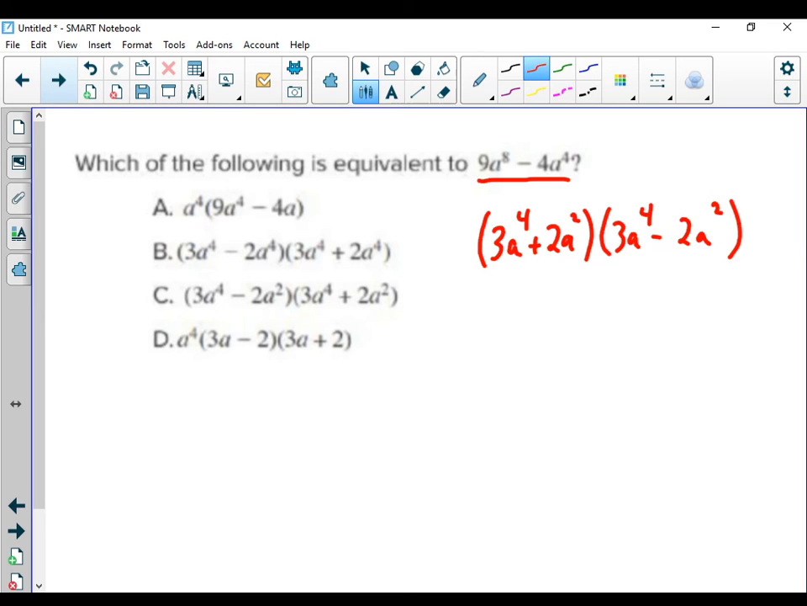Then I double check, well, could I keep going? Well, the first one's not even subtraction, so it's definitely not a difference of squares. The second one is subtraction, but we don't have a perfect square because the 3 is not, and neither is the 2. So then it's just a matter of picking out which one we're looking at, and so it looks like for this one, that would be C.